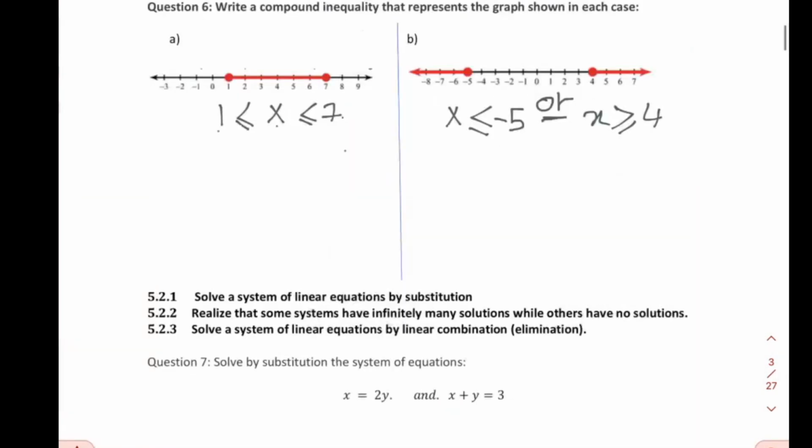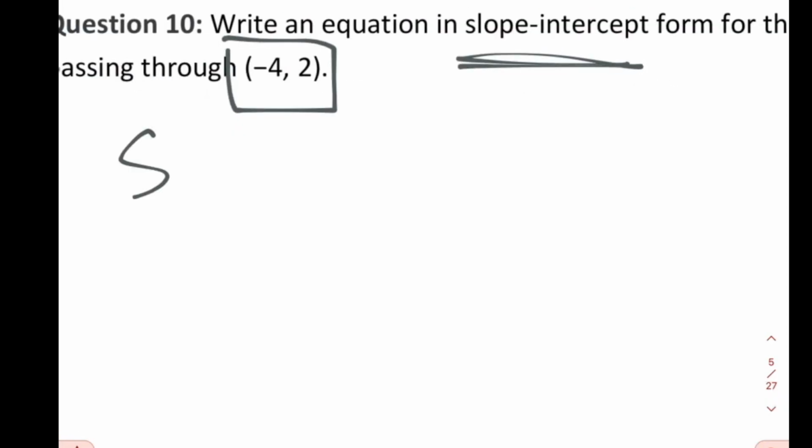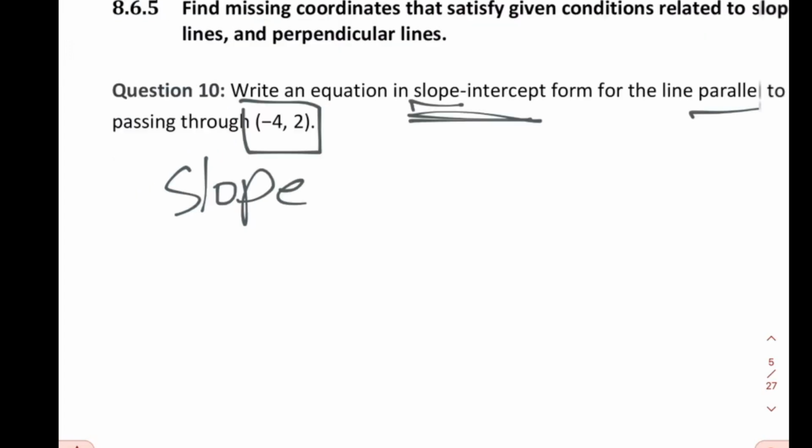Okay. Let's see the other one. That's it. We finished inequalities. This is about the slope and equation of a line and stuff like that. Write an equation in the slope-intercept form of the line parallel to the given line. So they gave you this line and passing through this point. So here we have too much information. Whenever they ask you to write an equation in slope-intercept form, you need to think about the slope. You see slope, you calculate slope.